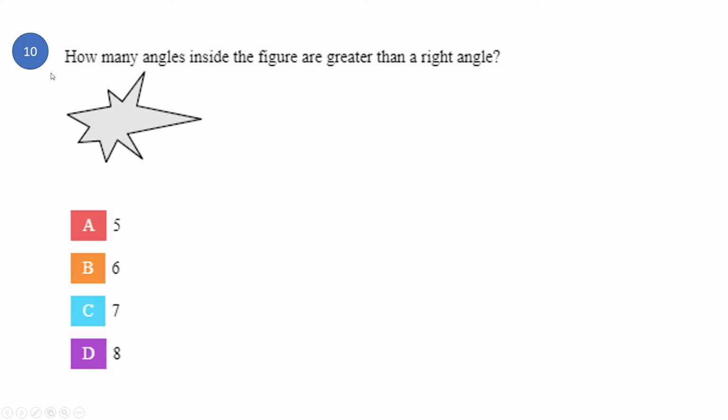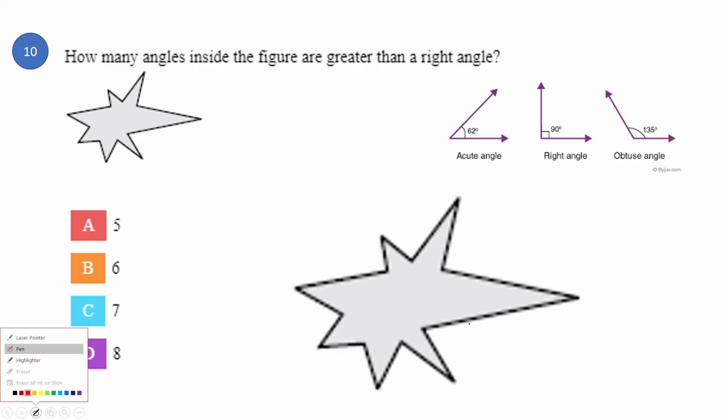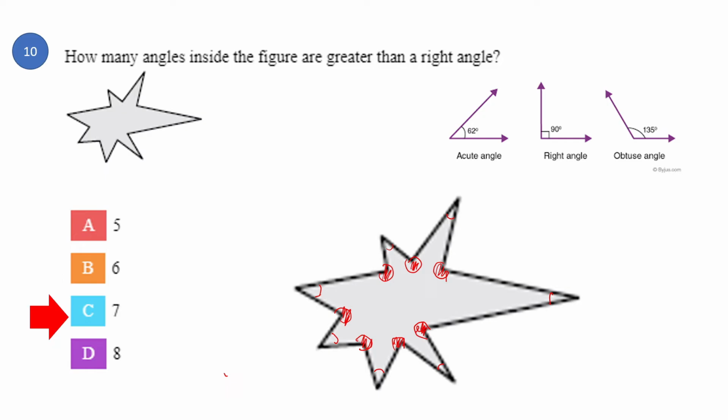Now the next question reads, how many angles inside the figure are greater than right angle? So if you look at the image, all the angles with the edges or at the points are actually acute angles because they are less than 90, and all the inner edges or the inner points are obtuse angles because they are more than 90. So if you look, the number of obtuse angles are 1, 2, 3, 4, 5, 6 and 7. So your right answer is option C, 7.